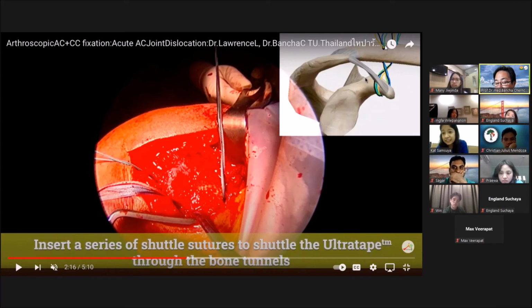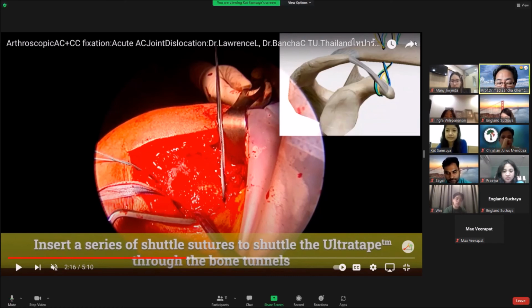Yes. But you don't need to try to repair the CC. You just reduce it and press, so the ligament can heal by itself. Okay, because it's impossible to repair the CC, because when it's torn, it's very bad tissue. So just reduce the clavicle, so the CC ligament can be healed. Okay, if you do that before 3 weeks. Yes. Okay, next.